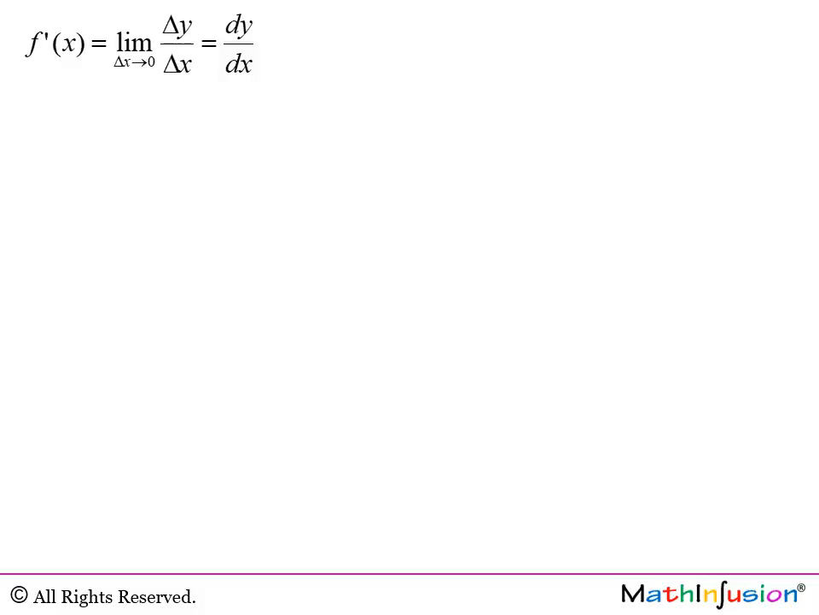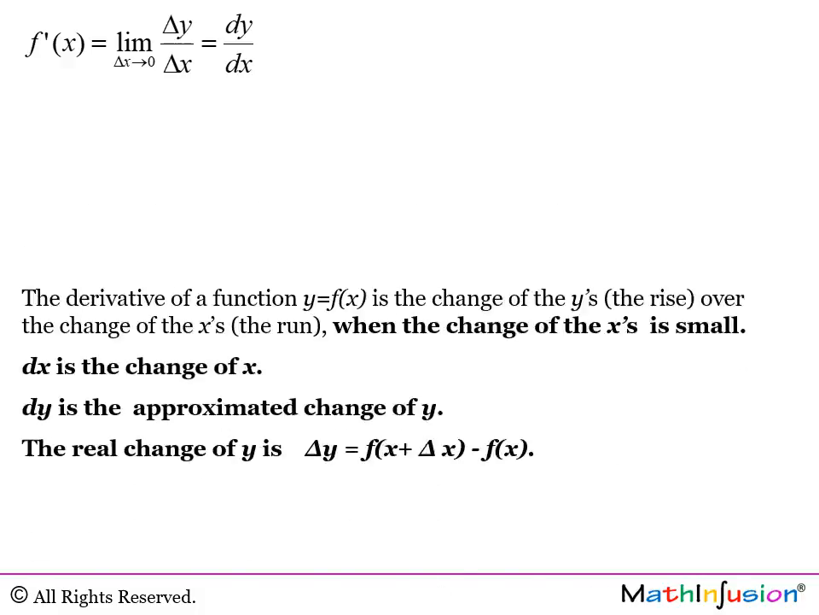Let's understand differentials more. The derivative of the function, if you want to use the definition as a limit, is the limit of the difference of the y's, which is delta y, over delta x, which is the difference of the x's, but the difference of the x's has to be very small, so delta x approaches 0. And that's why it can also be written as dy over dx.